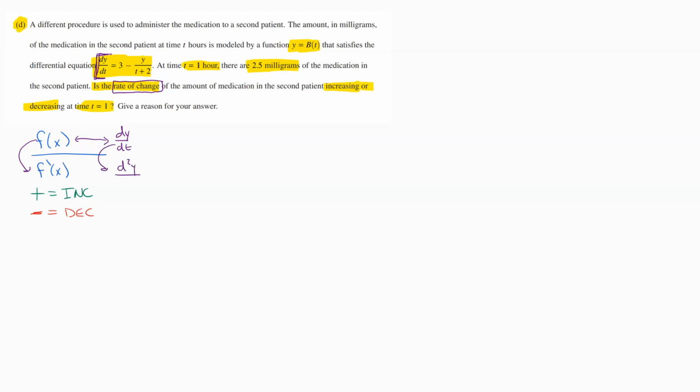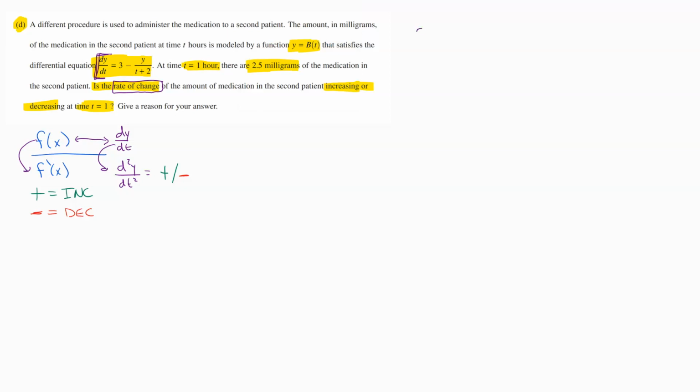So d2y over dt squared, I need to know, is that positive or is that negative? That's the question that I have to be able to answer. And if I can answer that, then that's going to tell me if my rate of change is increasing or decreasing. So let's go find the derivative of dy dt.